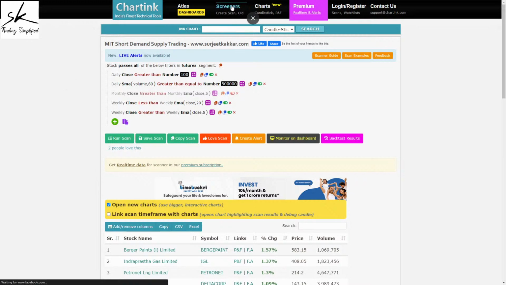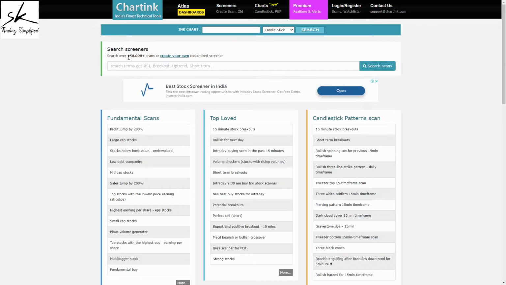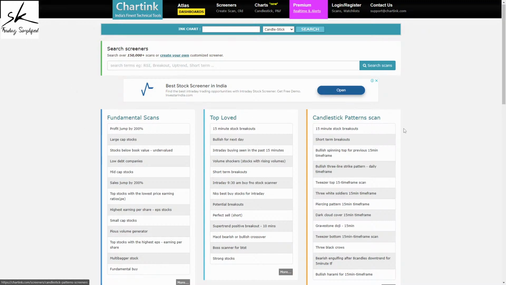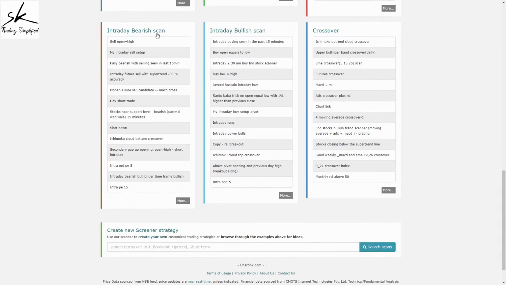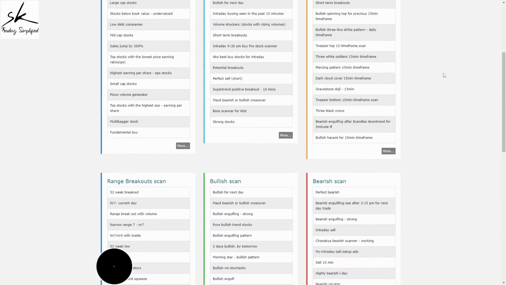If you go to the screener section on this website, you will see you have over 1.5 lakh scanners available to you on this particular website. And this is just one website. If you do a Google search, you'll be able to find a number of websites, a number of scanners and screeners. Here you can see some of them are based on fundamental scans, stop loss, then you have candlestick patterns, range breakouts, bullish scan, bearish scan, then you have your intraday bearish, intraday bullish, crossovers, a number of scanners.